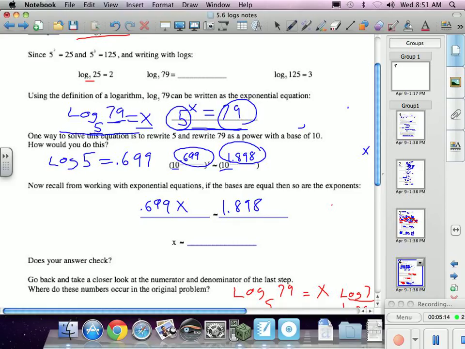And realize that this is log base 10 of 5, and this equals log base 10 of 79. Okay? So now let's solve. And x is going to equal, what's my only step in solving this now? My last step: divide by 0.699. So 1.898 divided by 0.699, and this equals the log of 79 divided by the log of 5.